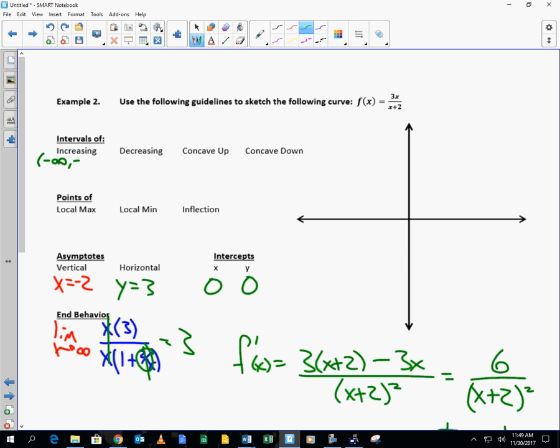So, we are increasing from negative infinity to negative 2, union with negative 2 to infinity. We can't include negative 2 because it's not part of the domain. Because if you plug in negative 2 to the denominator, you get 0. Okay, is it ever decreasing? No.